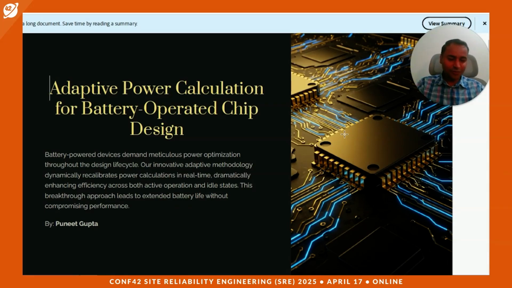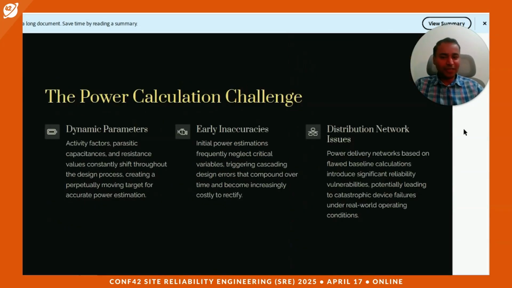So let's go through this presentation and see what the components responsible for power are, what the current state of power calculation is, how we are calculating nowadays, and what the problems and flaws are in our current methodology and flows during the power calculation for chips, and how it impacts the overall process. First slide: power calculation challenges. What are the challenges which make this process a little bit difficult?